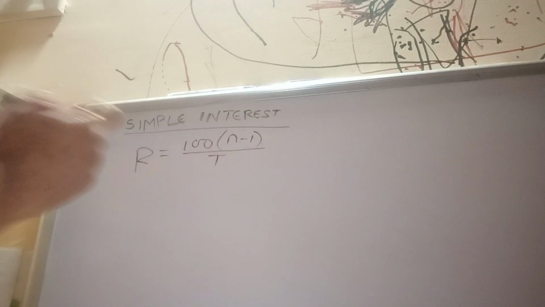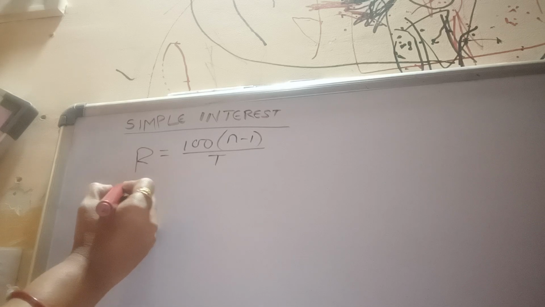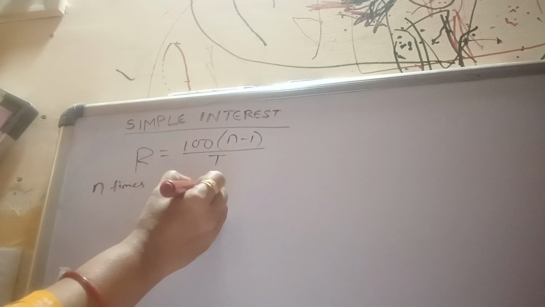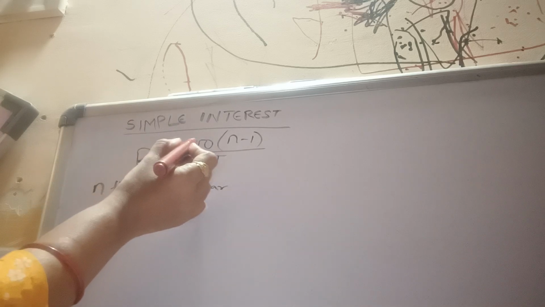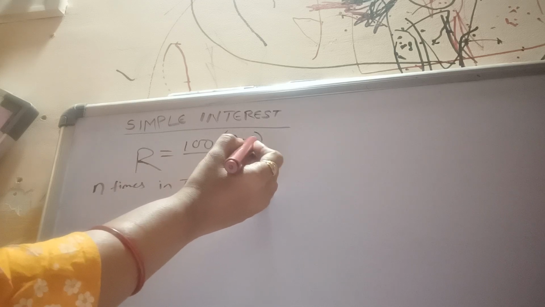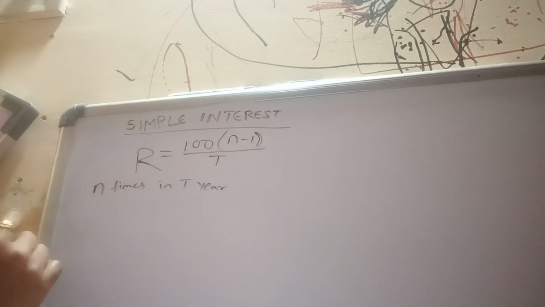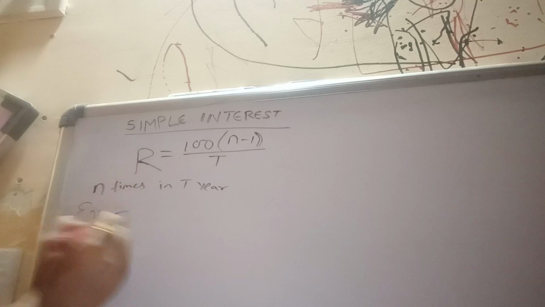Simple interest, first technique: if a sum of money becomes n times in t years at simple interest, then the formula for calculating the rate of interest will be given as R equals 100 times (n minus 1) divided by t. R is the symbol for the rate of simple interest. Okay, let's see some examples so that we can understand.